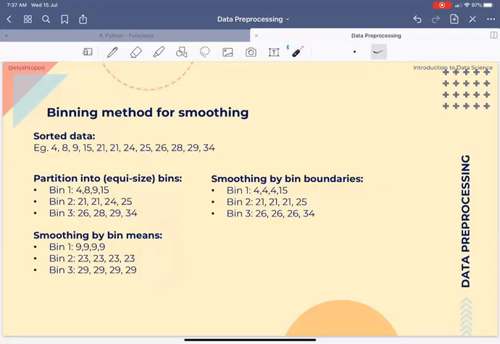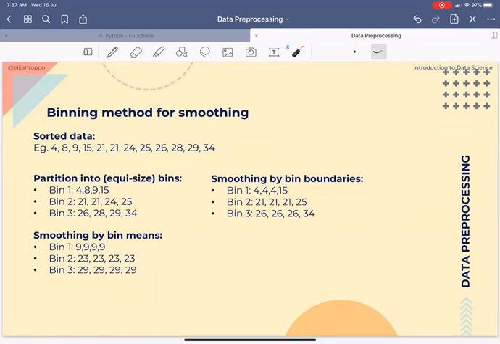So I look at the boundary. Here the boundary is 4 and 15. Here the next case the boundary is 21, 25. Next case the boundary is 26, 34. So I can take the boundaries and say, okay, let me take all data points except for the last one and replace it with the minimum value. So 4, 8, 9 become 4, 4, 4, and then 15 stays 15. 21, 21, 24 remains all 21s, and then we have 25. 26, 28, 29 remains 26, and then we have 34. So we are tying them to the boundaries.